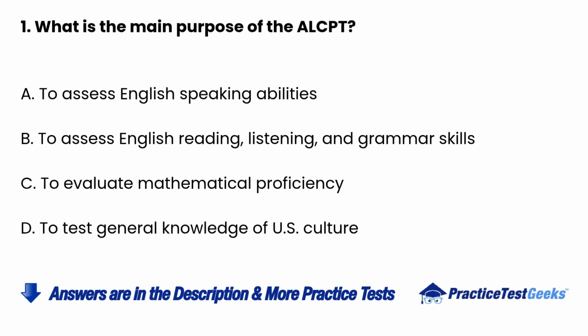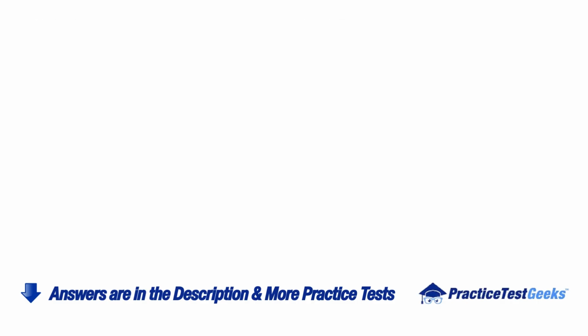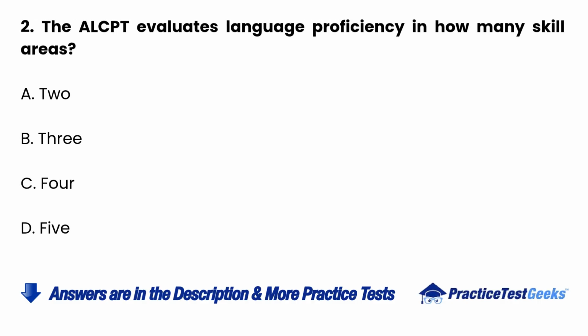A. 1. What is the main purpose of the ALCPT? A. To assess English speaking abilities. B. To assess English reading, listening, and grammar skills. C. To evaluate mathematical proficiency. D. To test general knowledge of U.S. culture. 2. The ALCPT evaluates language proficiency in how many skill areas?